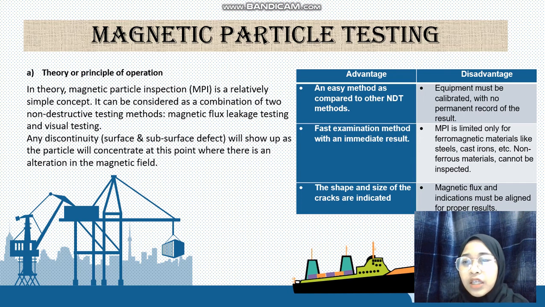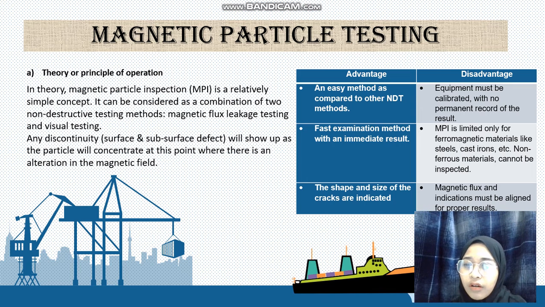The disadvantage is that equipment must be calibrated, with no permanent record of the result. Then MPI is limited only to ferromagnetic materials like steels, cast irons, and others. Non-ferrous materials cannot be inspected. Lastly, magnetic flux and indication must be aligned for proper results.